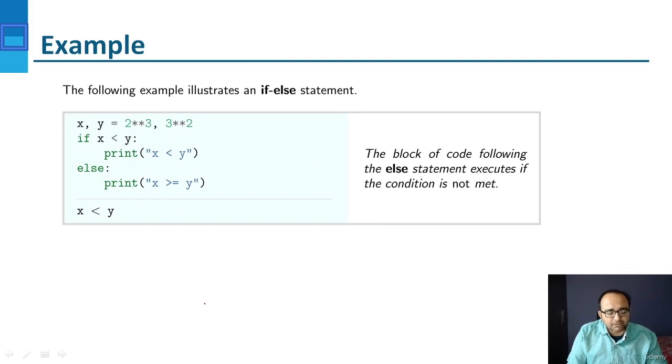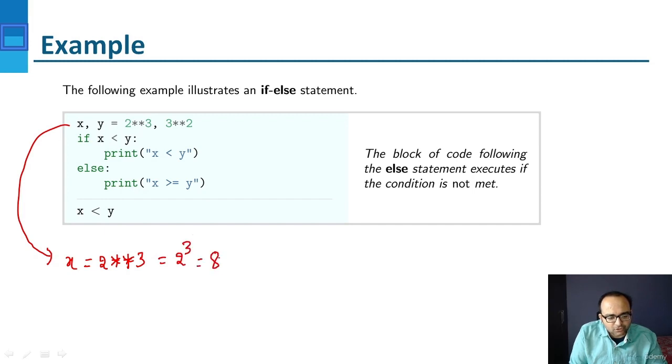Let's see this example on if else statement. So when I write x, y is equal to 2 cube, 3 square. Okay, so what is the x value? You can see here. The meaning of this statement is clearly x is equal to 2 double star 3, which is nothing but 2 cube. This is going to produce the value 8.